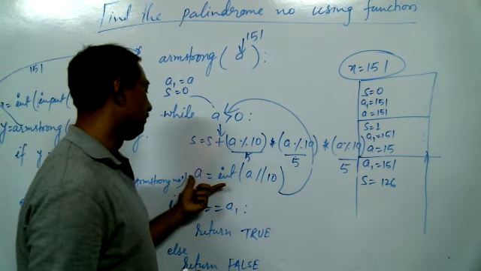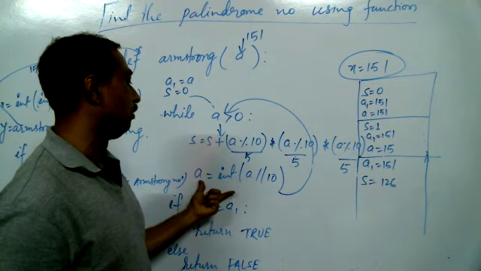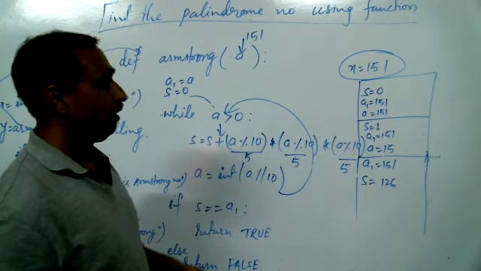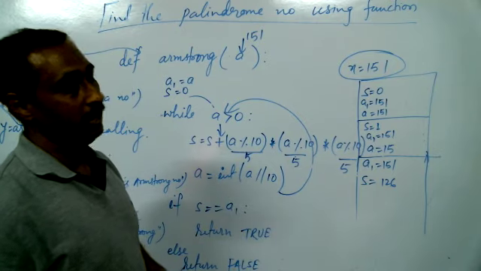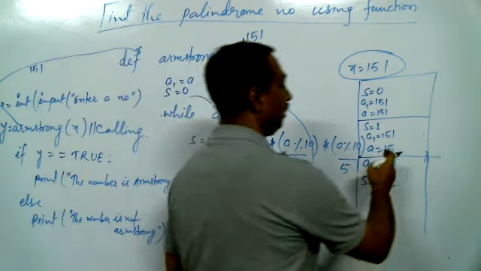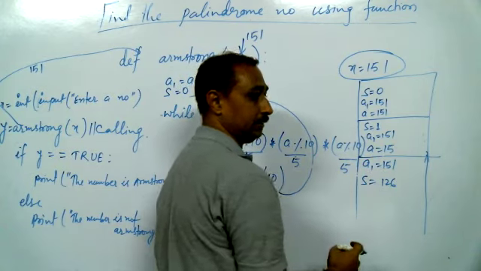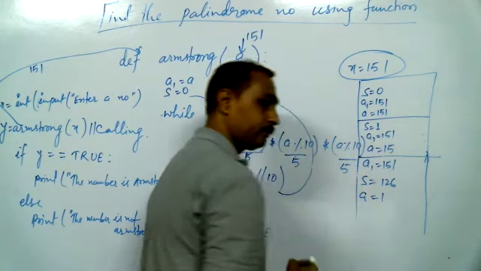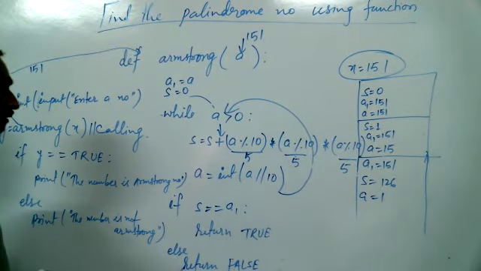Now we are performing the last operation, A equal to int A double slash 10. This will again return the quotient of 15 divided by 10, so we will get 1 in A.